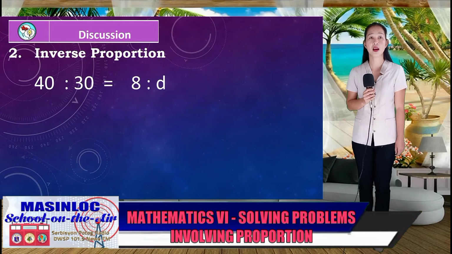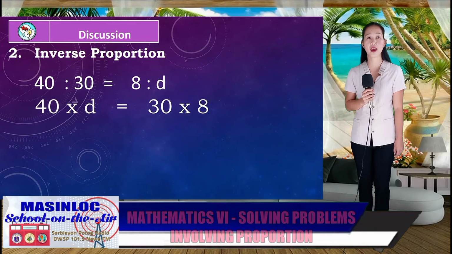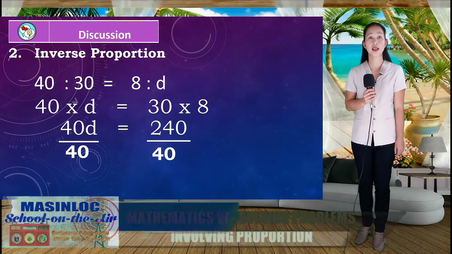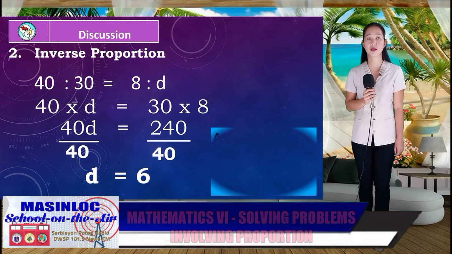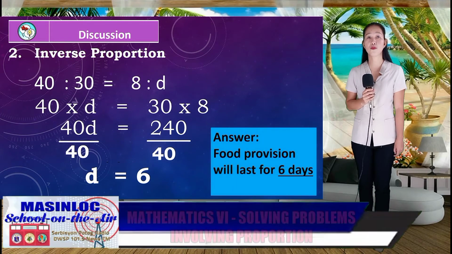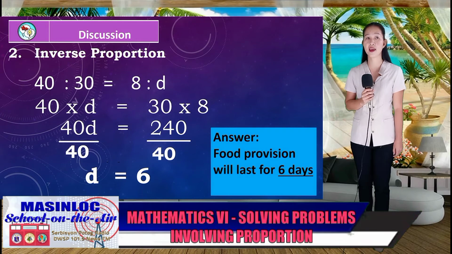40 times D is equal to 30 times 8. 40D is equal to 240. Divide both terms by 40. So, D is equal to 6. This means that the food provision will last for 6 days.